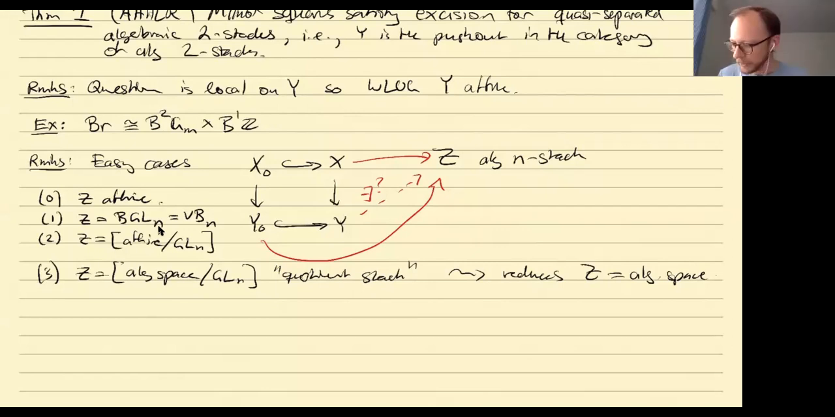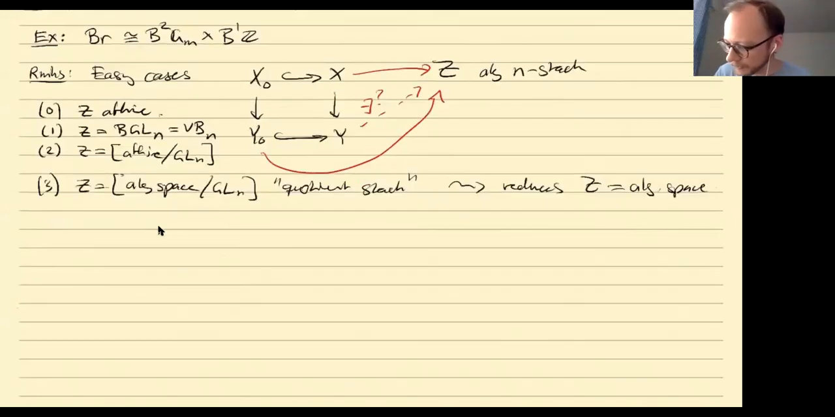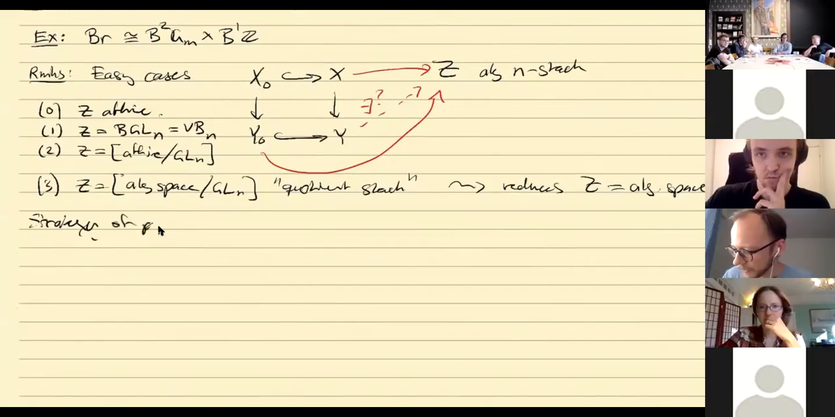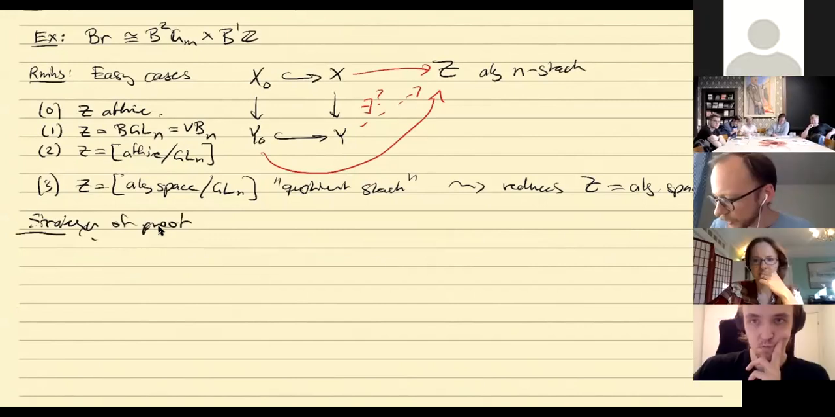Right, so let me outline the strategy of the proof. So the strategy is the following. It's kind of similar to this reduction that, here, we are reducing it to a representative case. In general, we don't have a GLN torsor, but we always have a smooth presentation.